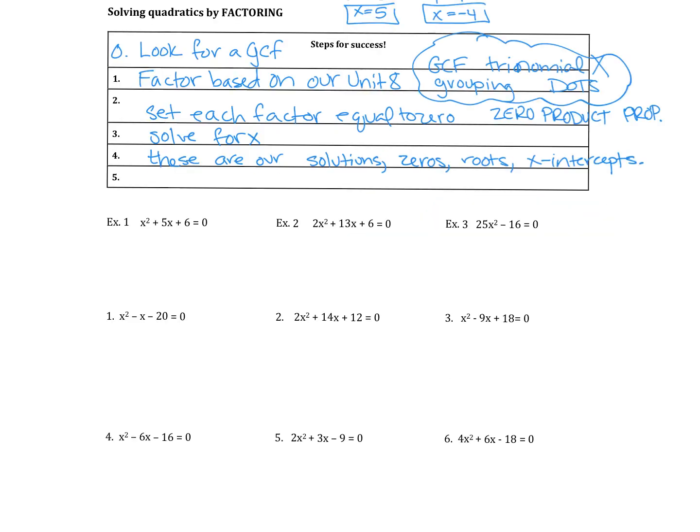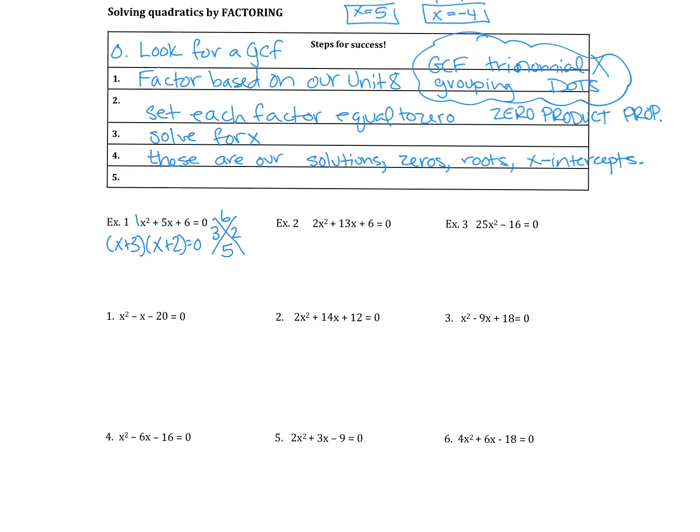So let's take a look at these 3 examples that we have here. Example 1 is a trinomial where my a is 1. So I'm going to start off with my diamond to see if I can factor it. 6 at the top, 5 at the bottom. And I think of my side numbers, and I think of 3 and 2. So I get x plus 3 times x plus 2 equals 0.